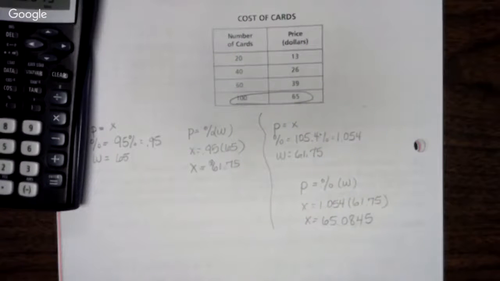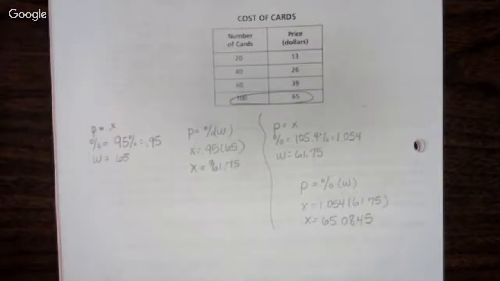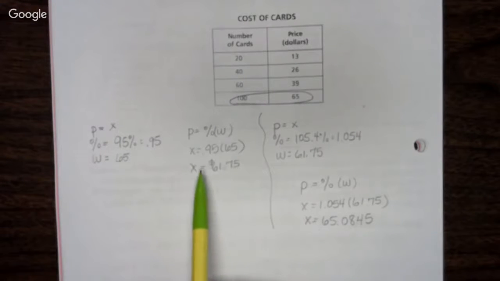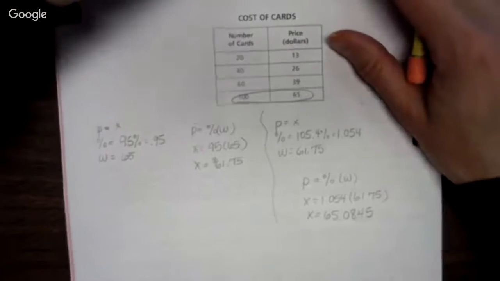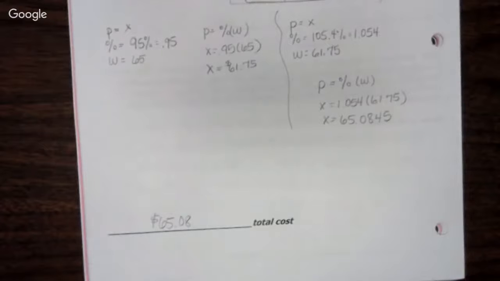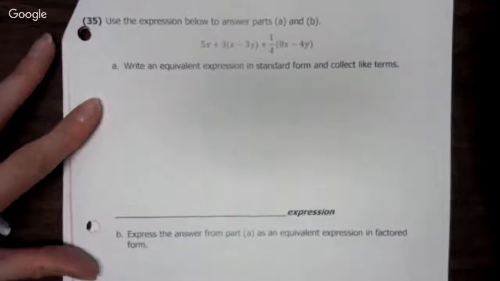Now I'm just going to remind you, do not round until the end of the problem. So if you had to round here, don't. Keep that as exactly how it is and just round it at the end. So once again, that answer is $65.08. All right, next question, last question.